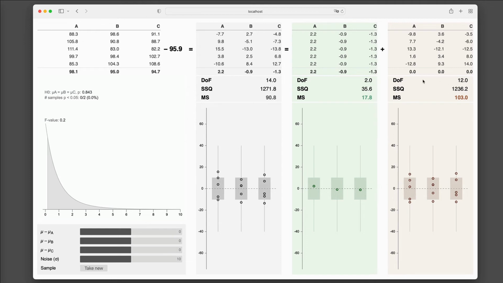But if you do all the computations, you can see the mean squares for the systematic part is very small. The mean squares for the random part is quite large. So the f value is very, very small, 0.2. This does not contradict our null hypothesis, so we didn't actually reject in this case.